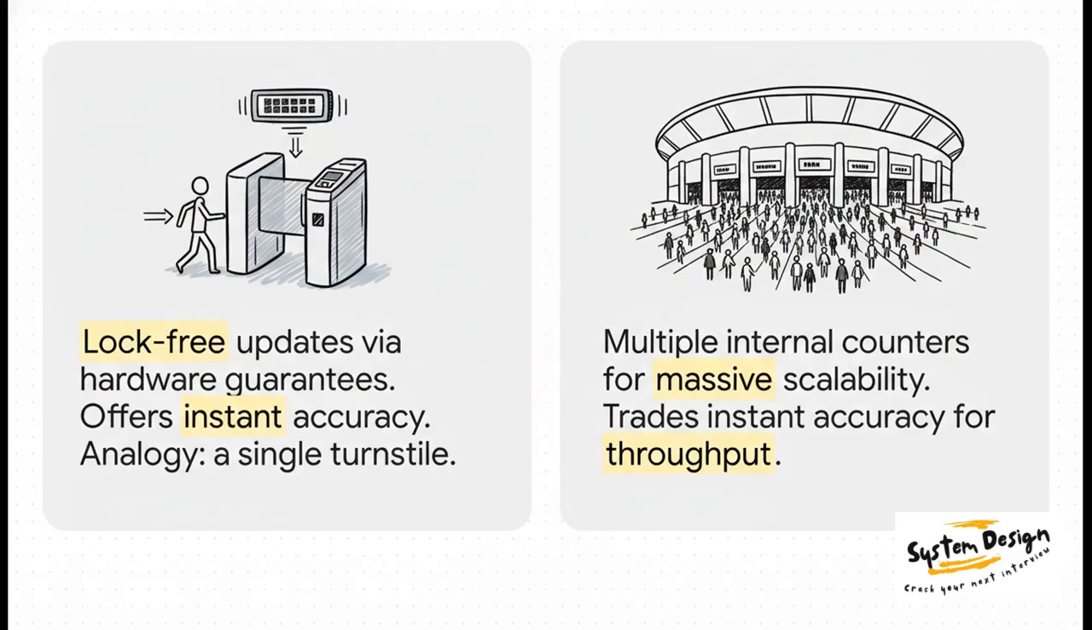Instead of one counter, it secretly uses a bunch of internal counters. It's like a giant stadium with dozens of entrance gates, each with its own little clicker. You don't get the exact total count in real time, but you get insane throughput. So you see the trade-off, right? It's instant accuracy versus high throughput scalability.